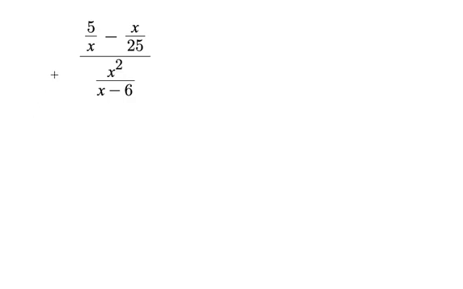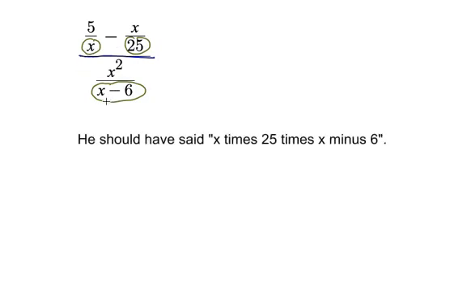Here we have a rational expression that has fractions embedded within another fraction. Our plan is to multiply both the numerator and denominator by the least common multiple of these lesser denominators to get rid of the fractions that are embedded within the greater fraction. So looking at these three denominators, the least common multiple would be 25 times x minus 6.